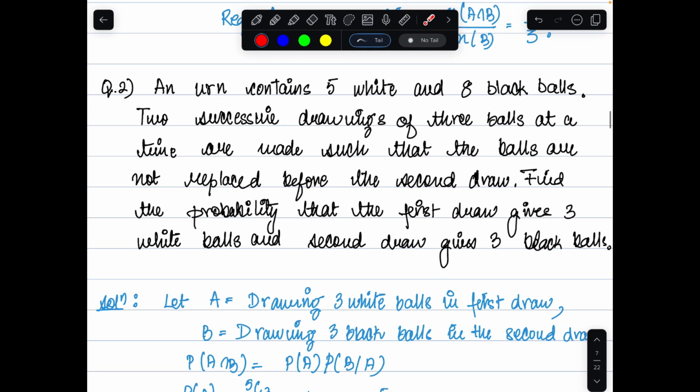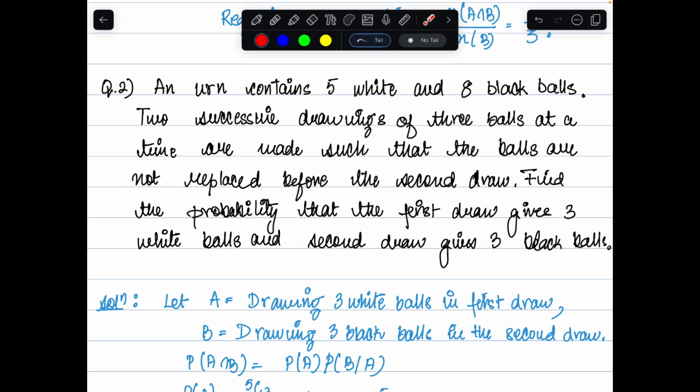Let's come to the other question, which is very easy and commonly asked again. An urn contains 5 white balls, 8 black balls. Total we have how many? 13 balls are there in total. Now, 2 successive drawings of 3 balls at a time are made. So 2 times you are going to pick 3 balls, that too successively, such that the balls are not replaced before the second draw.